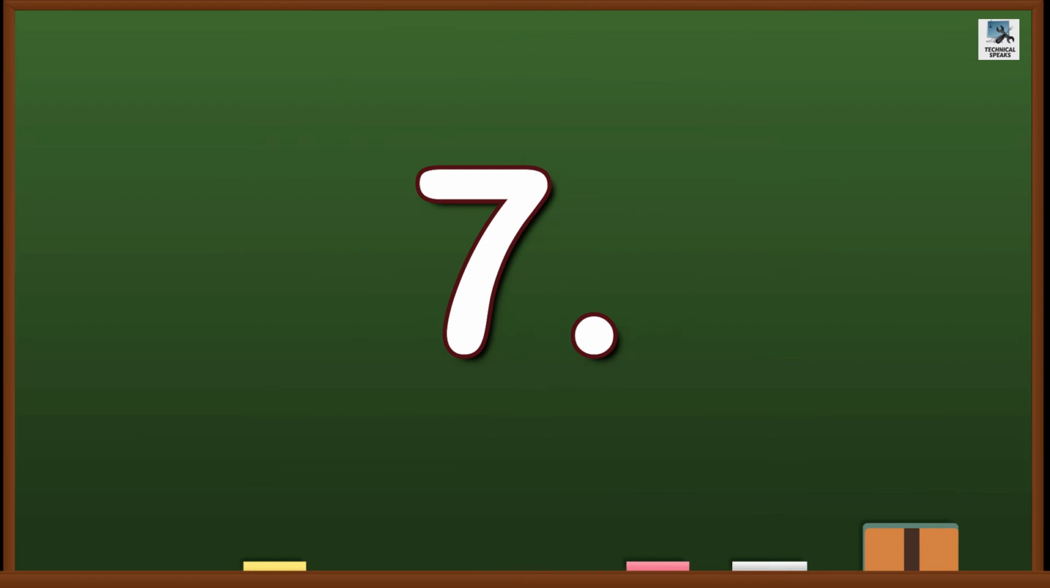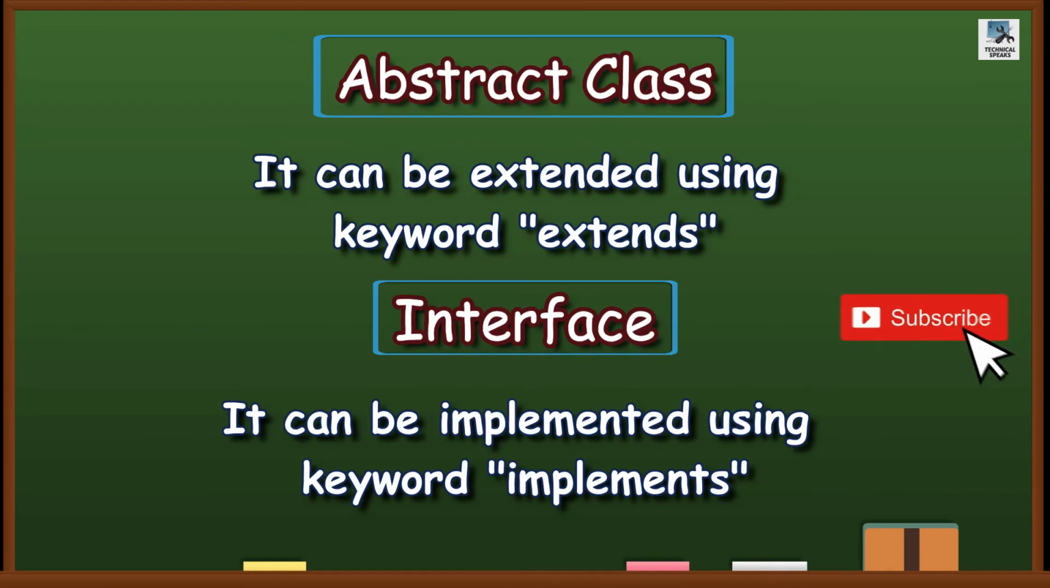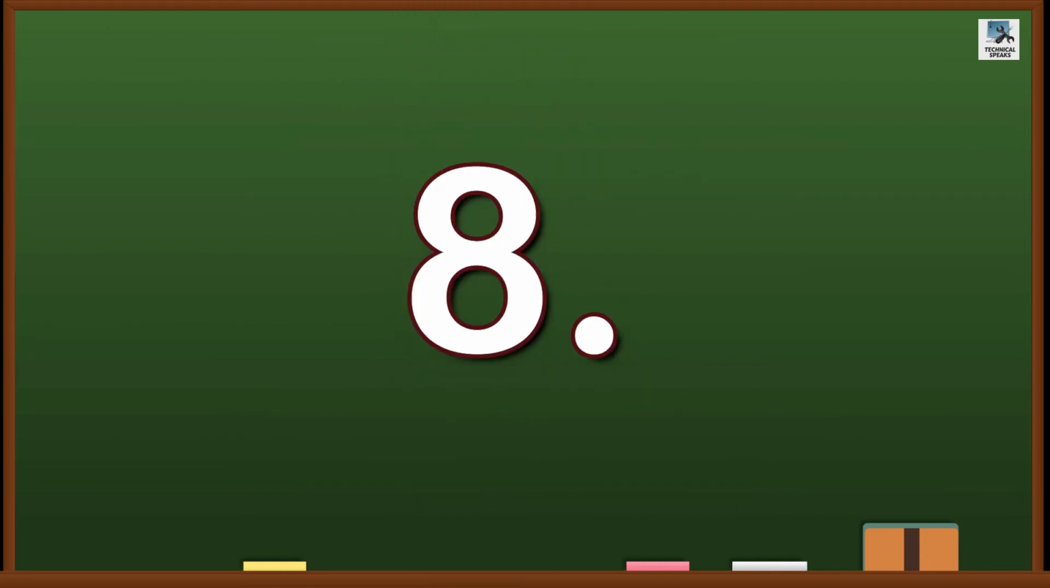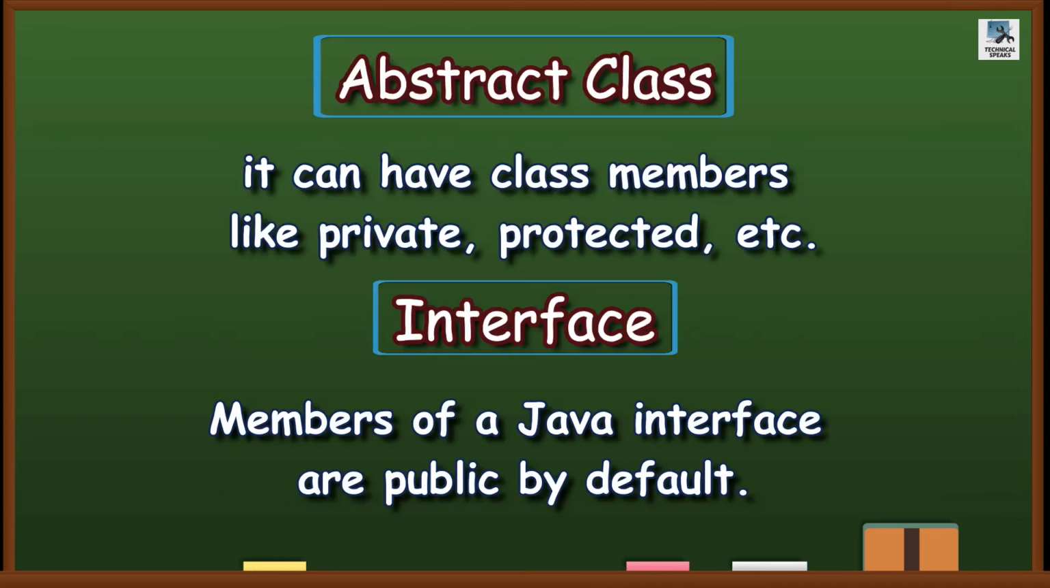The next, seventh point is, in the case of an abstract class, it can be extended using the keyword extends, and in the case of an interface, it can be implemented using the keyword implements. The next and last, eighth point is, in the case of an abstract class, it can have class members like private, protected, etc. And in the case of an interface, members of a Java interface are public by default.